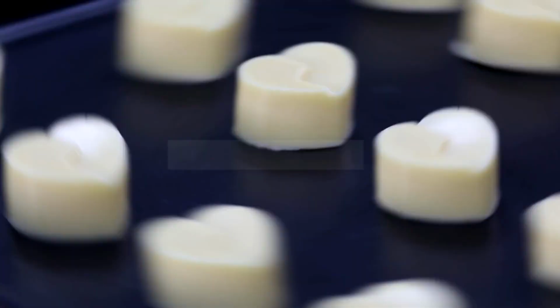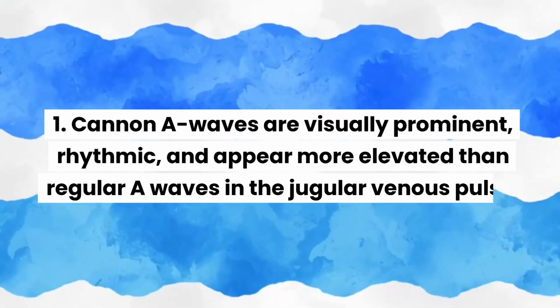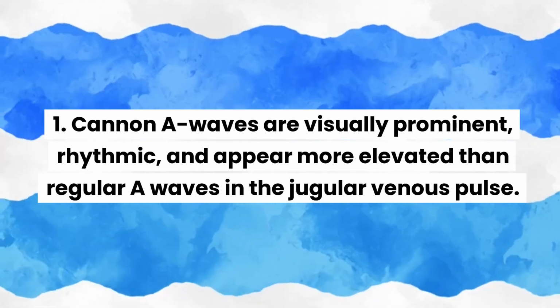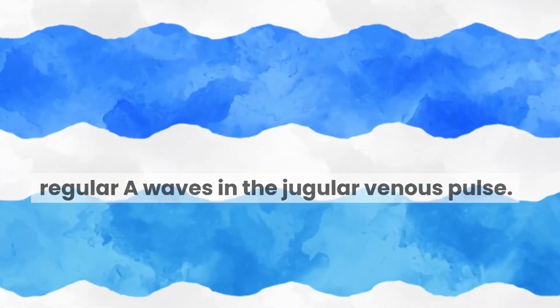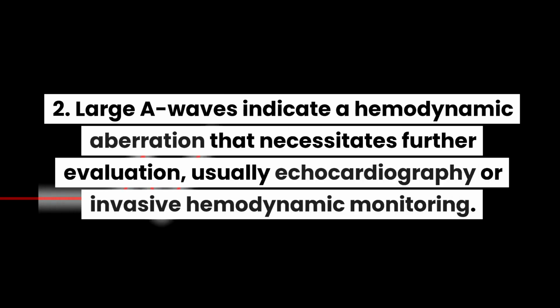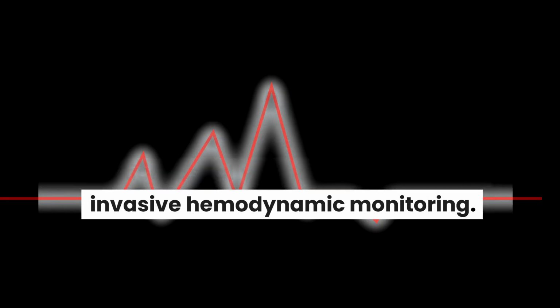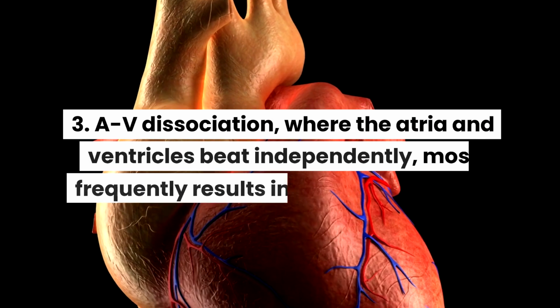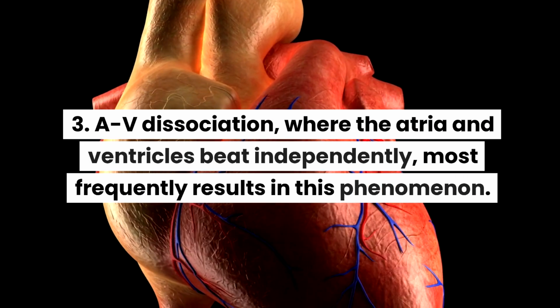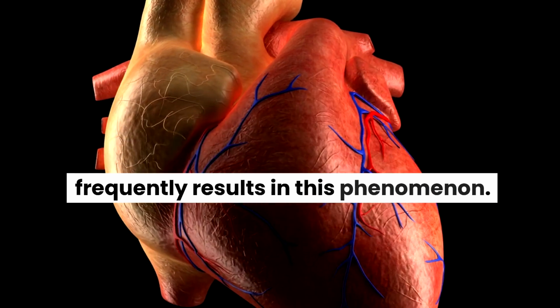Clinical pearls. 1. Cannon A waves are visually prominent, rhythmic, and appear more elevated than regular A waves in the jugular venous pulse. 2. Large A waves indicate a hemodynamic aberration that necessitates further evaluation, usually echocardiography or invasive hemodynamic monitoring. 3. AV dissociation, where the atria and ventricles beat independently, most frequently results in this phenomenon.